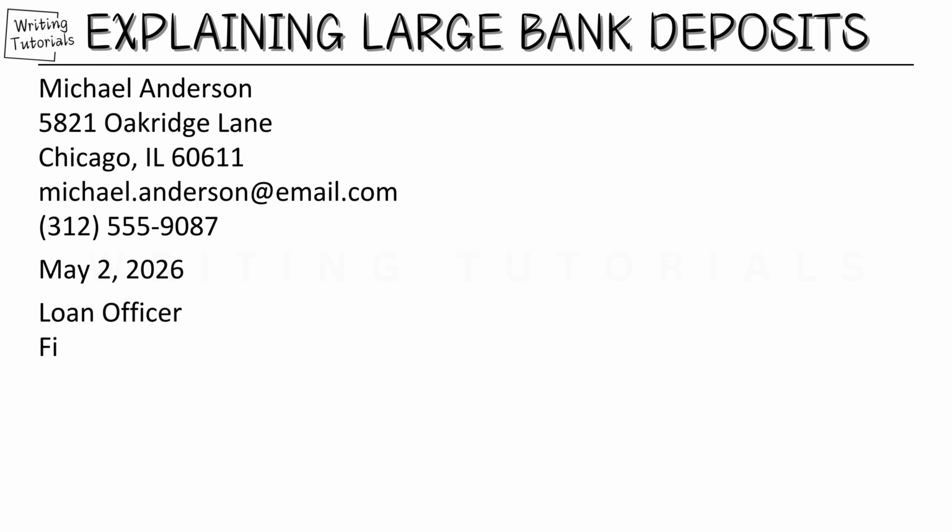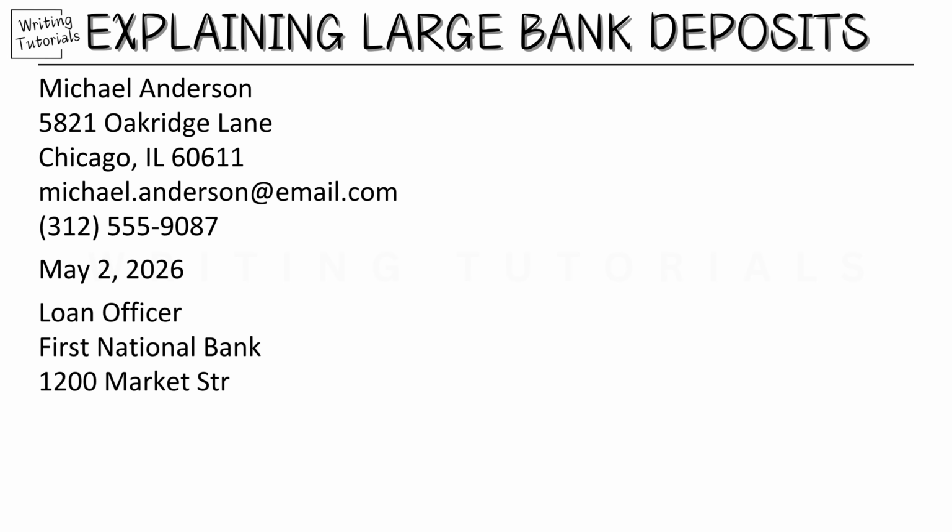Recipient's details. After that, include the loan officer's title, bank name, and address. For example, Loan Officer, First National Bank, 1200 Market Street, Chicago, IL 60602. This shows that your letter is directed to the correct person and institution. It also adds a professional and personalized touch.